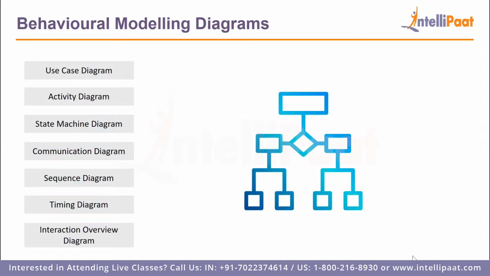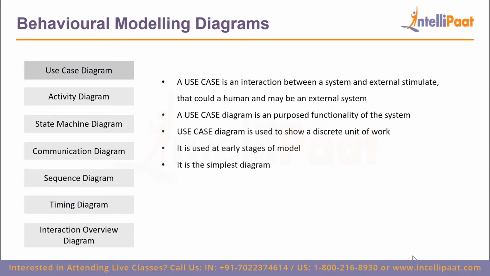Now comes the behavioral modeling diagrams, and this consists of the use case diagrams, activity diagrams, state machine diagrams, communication diagrams, sequence diagrams, timing diagrams, and interaction overview diagrams. Now starting with the very first one, that is the use case diagram. So a use case model describes a system's functional requirements in terms of use cases, and it is a model of the system's intended functionality, that is use cases, and its environment, that can be actors. And use cases enable you to relate what you need from a system to how the system delivers on those needs.